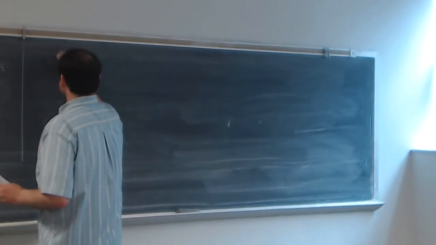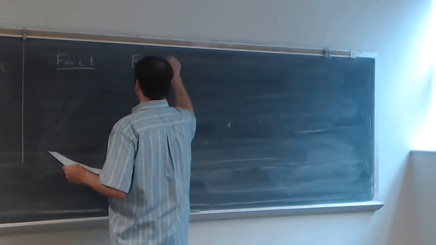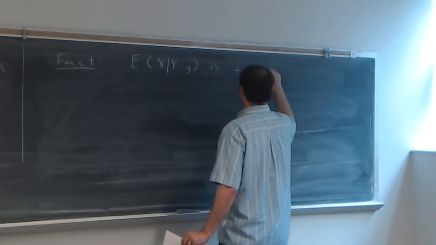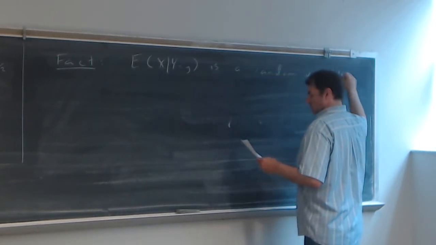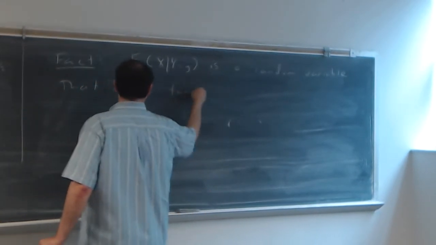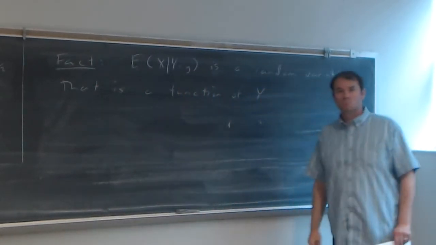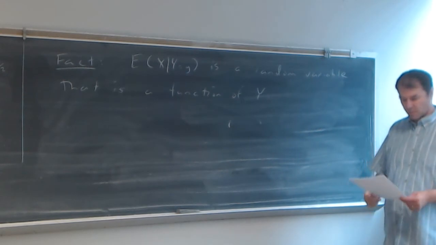I said this in the last video and alluded to it just now, but it's this fact, that the expected value of x given y is a random variable that is a function of the random variable y. So it's not a constant, it's a random variable.